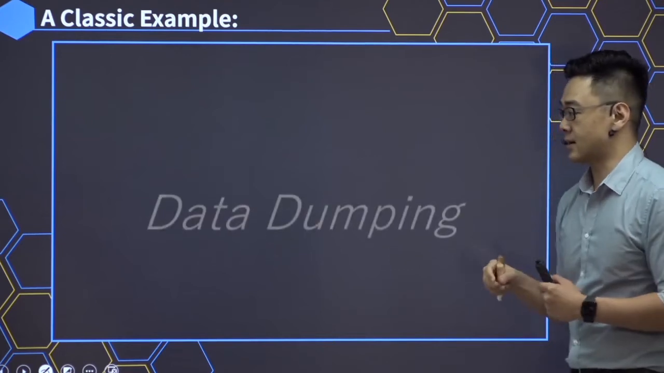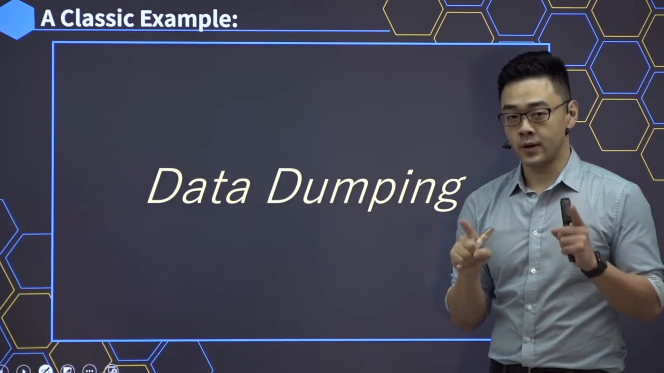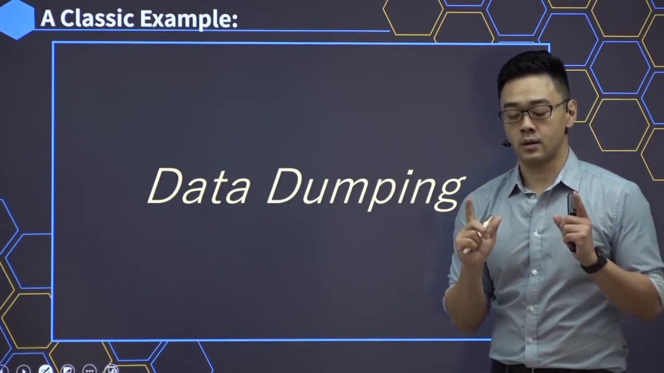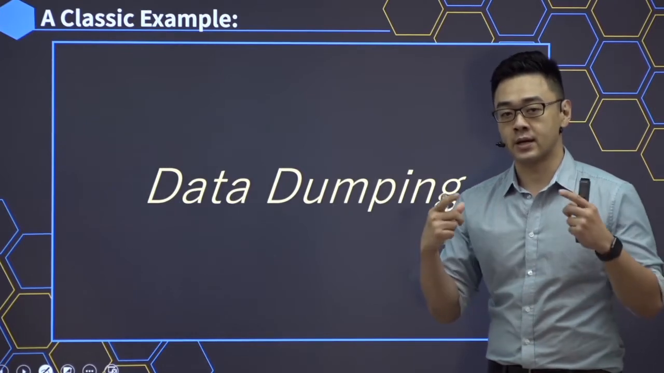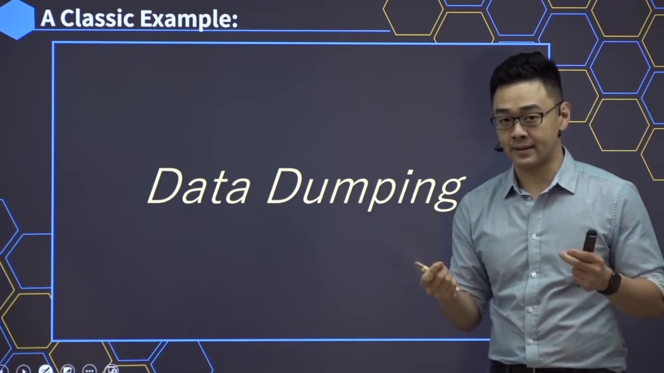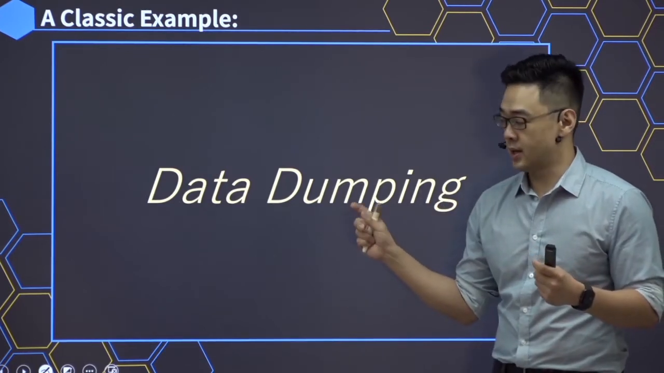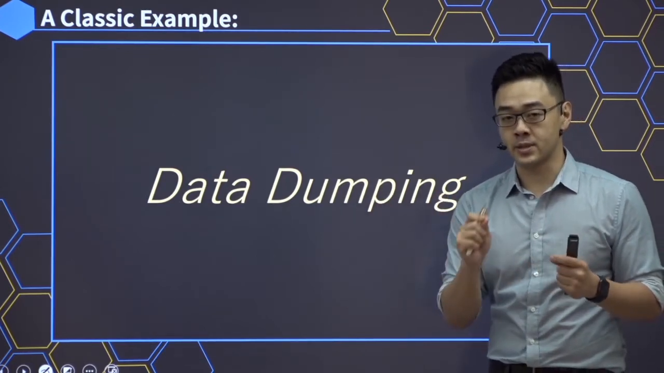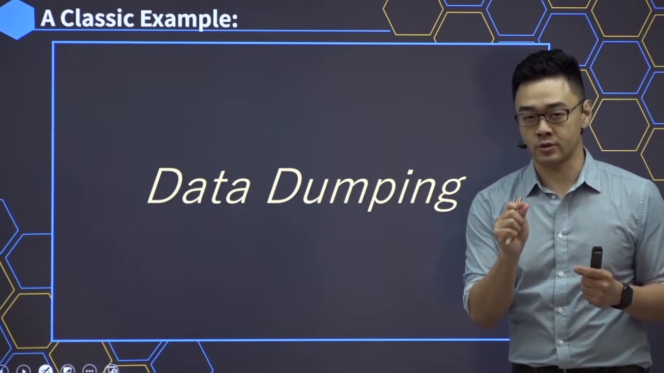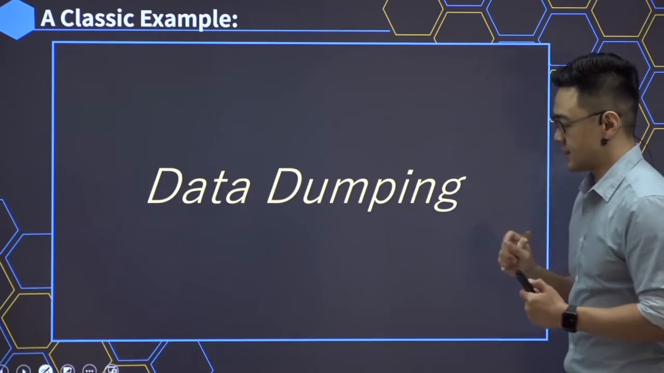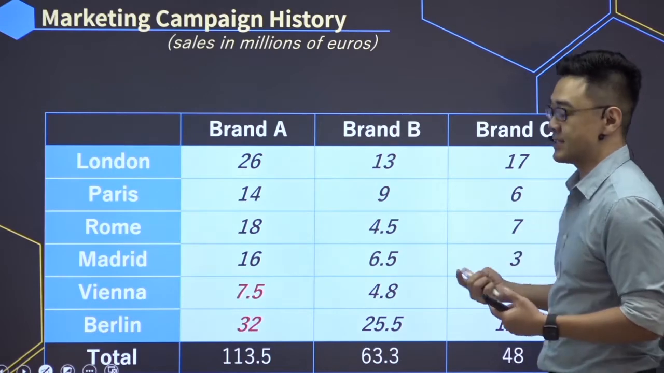So a classic example is called data dumping. It's very common for people who present, especially when a presentation requires you to deliver data or information. It's not just numbers or charts. But data dumping is a common mistake that a lot of professionals would make, amateur professionals, I should add. Okay? Let's take a look at what that means. I use data as an example because it's easier to understand.